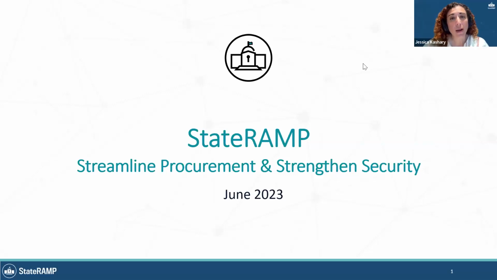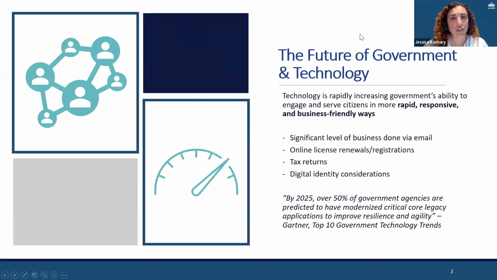Thank you. Yeah, we would absolutely love to see that. Cybersecurity is so important at this point in our nation's security generally, and we're really dealing with a lot more than we have in the past, because the future of government and technology is that the use and reliance of technology is rapidly increasing. We're seeing a significant level of business that's just being done in a much more technologically advanced way, and you'll see down here that by 2025, over 50% of government agencies are predicted to have modernized their critical core legacy applications to improve resiliency and agility, which is great, but also puts us at risk. Go next slide.